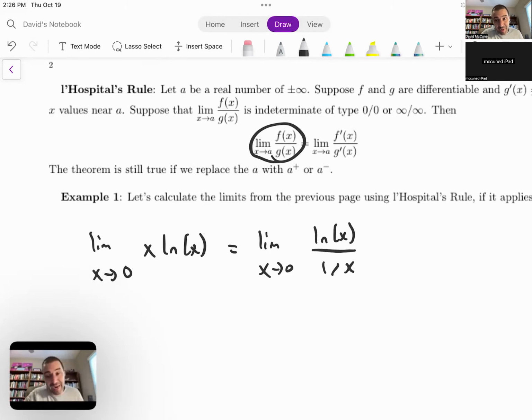So dividing by 1 over x, as ugly as that looks, that's the same thing as multiplying by x. Okay, like dividing by 1/2 is the same thing as multiplying by 2. So this limit here is the same as the limit we did on the previous page. You just have to take that intermediate step of recasting that product as a fraction.